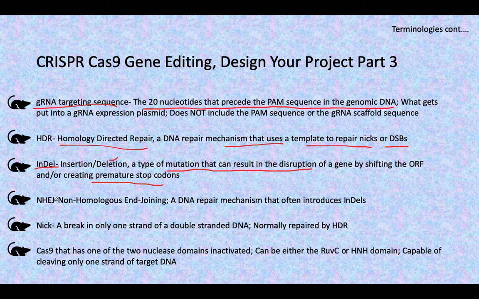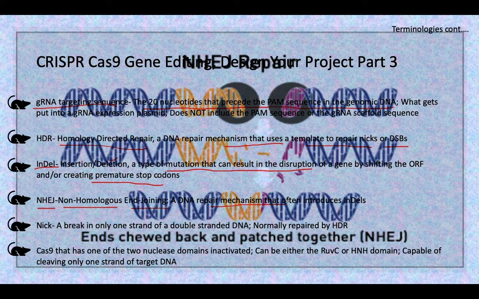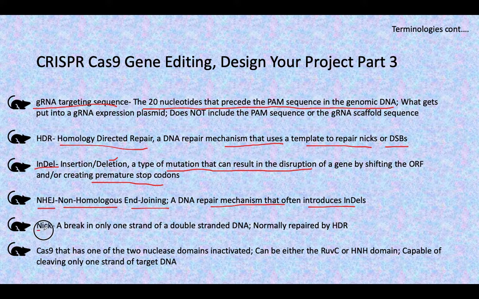This is mostly used in base editing. NHEJ, non-homologous end joining. This is a DNA repair system. It's a very common phenomenon and you might know about it. Nick. Nick means you just make a cut on a single strand of double-stranded DNA. This is normally repaired by homology directed repair, and this is mostly used in single base editing.